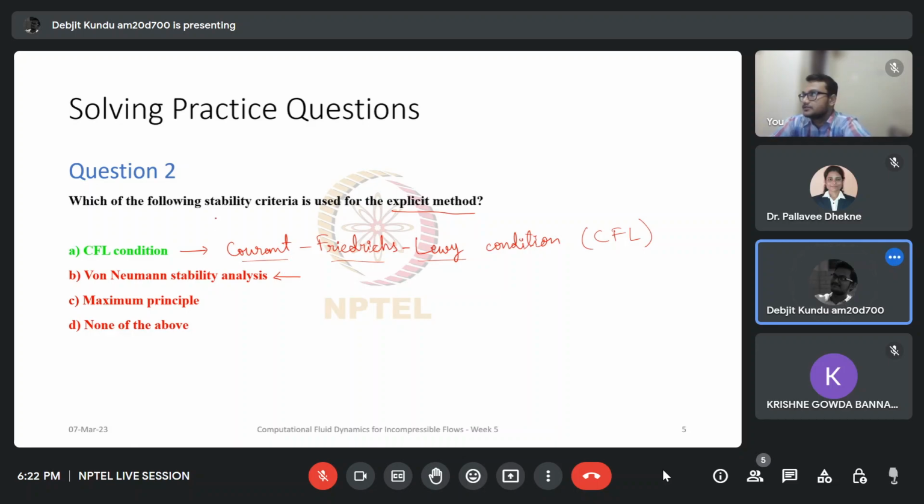So the stability criteria is actually found out using von Neumann stability analysis, but the criteria is called CFL condition in case of explicit methods. You're not wrong, so to say. The options were a bit confusing. So sorry about that. Okay.